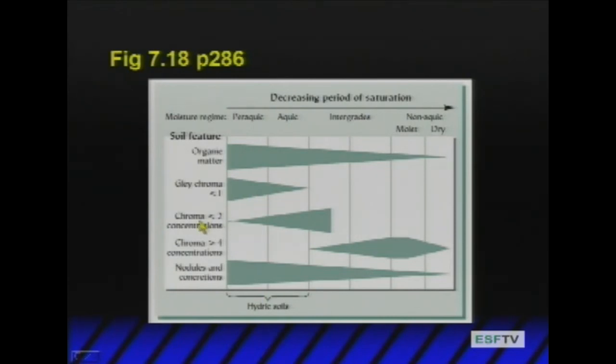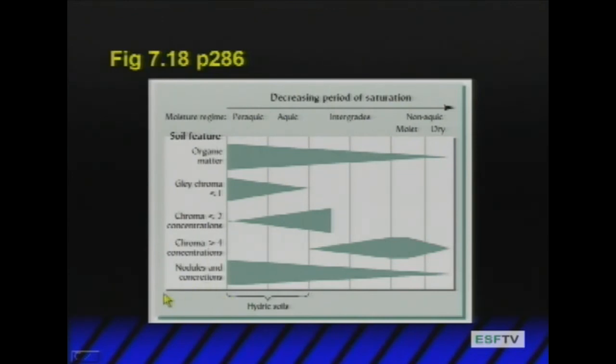Chroma less than 2 in concentrations. Concentrations are small, round, almost like pellets, and that's manganese, and that gets reduced. So when you have chroma less than 2 in concentrations, those are hydric soils. Chroma greater than 4? Nope, too bright.